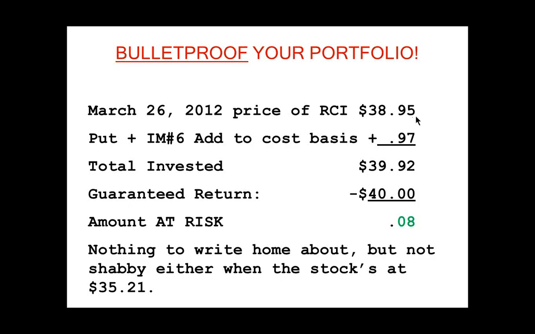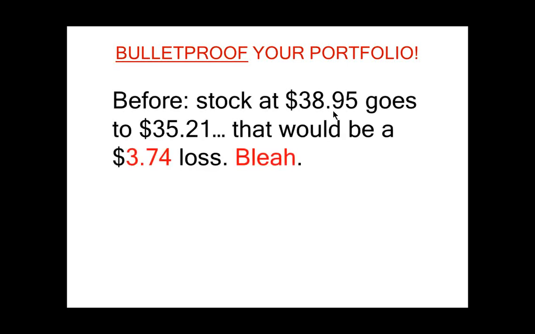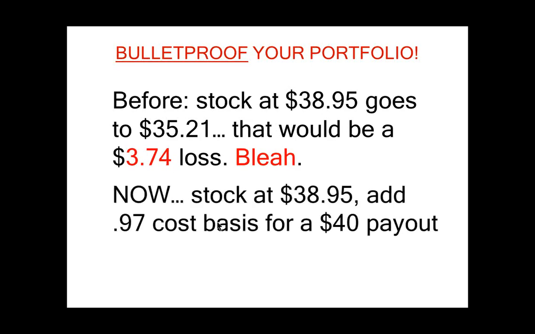Okay. The stock's at $35.21, and so therefore, we've got a choice. Either we could have just used stock, and we would have taken a $3.74 hit, or we've got a guaranteed 8 cents plus we got some time left before expiration. Right. Okay, so before the stock that was at $38.95 goes to $35.21, that would have been a $3.74 loss. But now, with what we've shown so far, we have a guaranteed small gain.